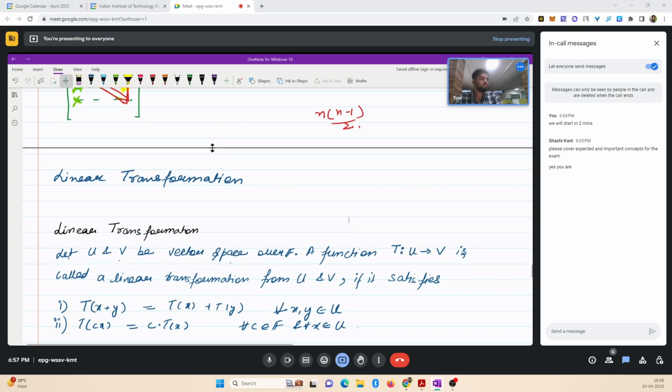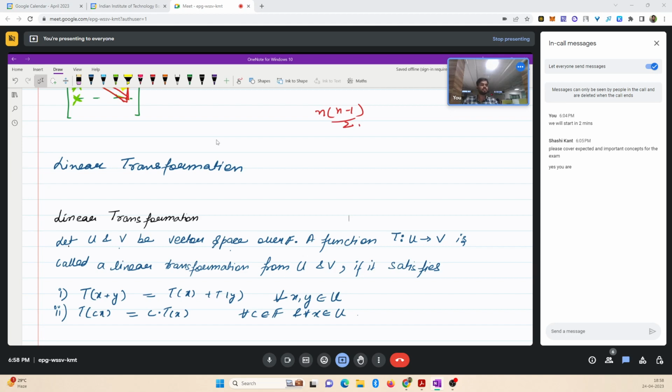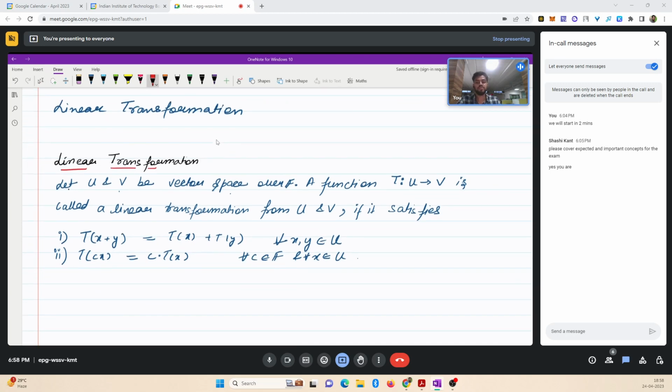Now we have defined something called vector spaces. Now we want to look at a special kind of function between these vector spaces. The kind of function that we are looking at is called a linear transformation. Transformation is just another name for function. So if you have U and V as vector spaces over some field F, then a function from U to V is called a linear transformation if it satisfies these two properties.